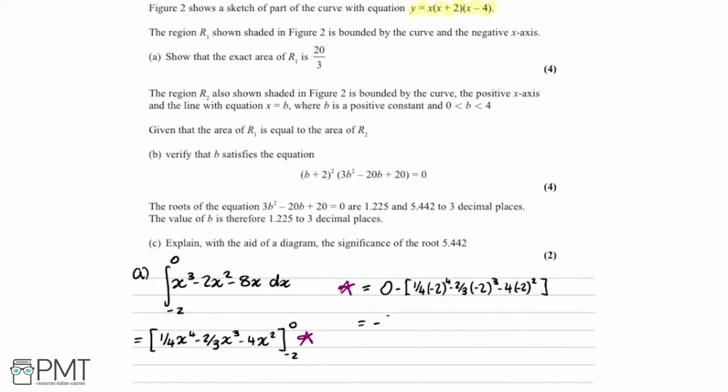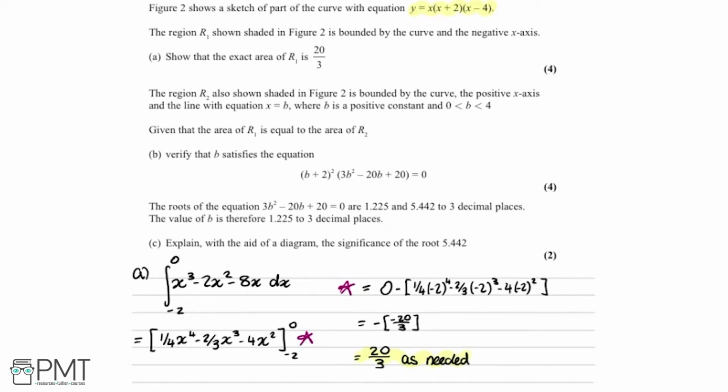So we have minus multiplied by, and if you put that into the calculator, you get out minus 20 over 3. And that's actually great because the last thing we're going to do is multiply the negative into the bracket, which gives us positive 20 over 3 as needed. So that's fantastic. We completed part A.